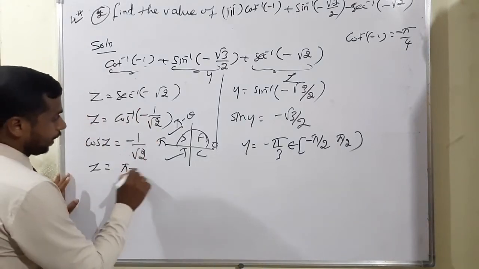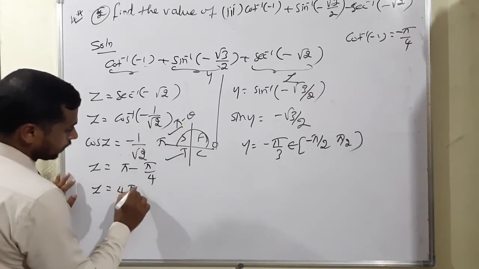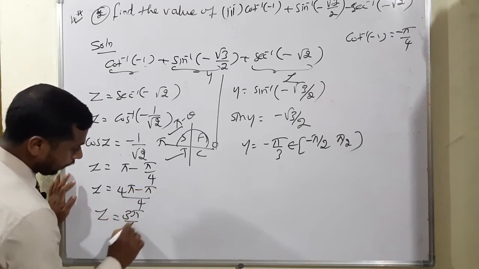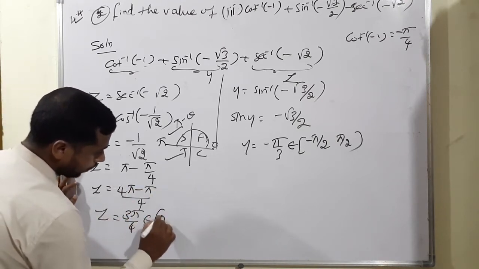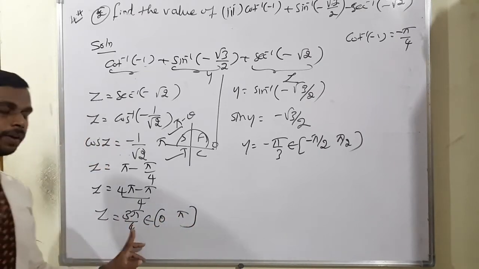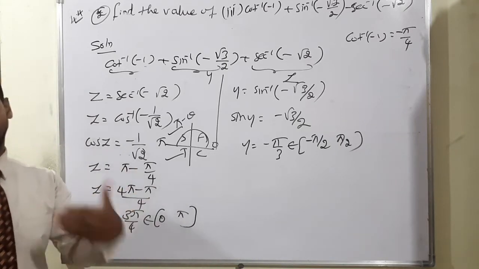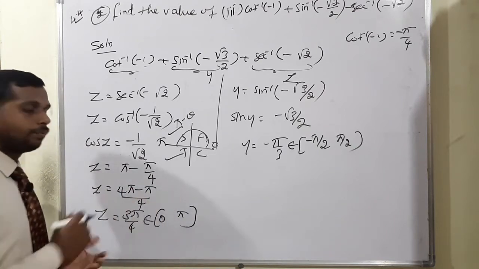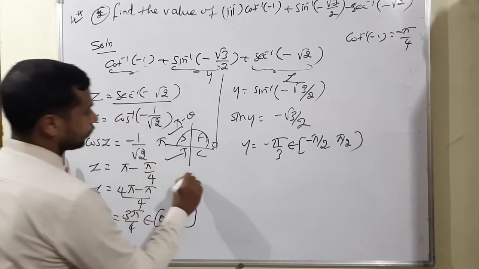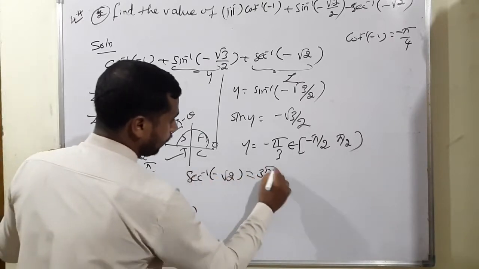So 1 by root 2 means middle finger, pi by 6, pi by 4. So pi minus theta, instead of theta we can write pi by 4. Therefore, z is equal to, cross multiplying, 4 pi minus pi by 4. 4 pi minus pi means 3 pi by 4. It belongs to 0 to pi. Now, pi by 4 means the value will be 45. 45 into 3: double of 45 is 90, 90 plus 45 means 135. It lies between 0 and pi. Therefore, secant inverse of minus root 2 is equal to 3 pi by 4.